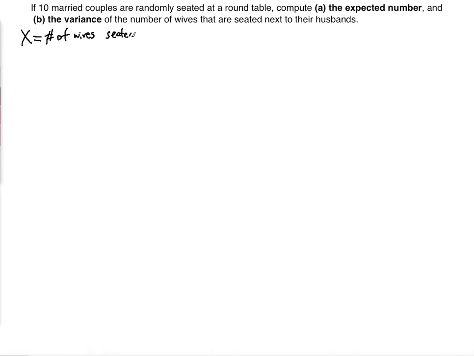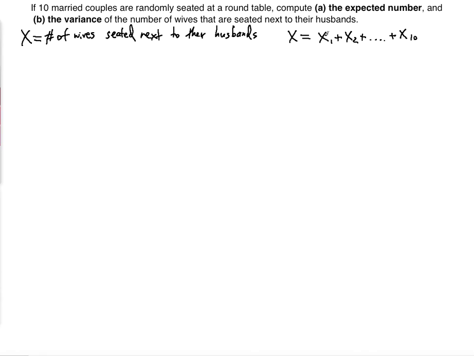seated next to their husbands. Right? So essentially what you want to do, you want to let X be equal to X1 plus X2 plus etc. until the last X10. So you're actually counting each individual random variable. Right? So for this reason, each random variable can have value 1 or 0.